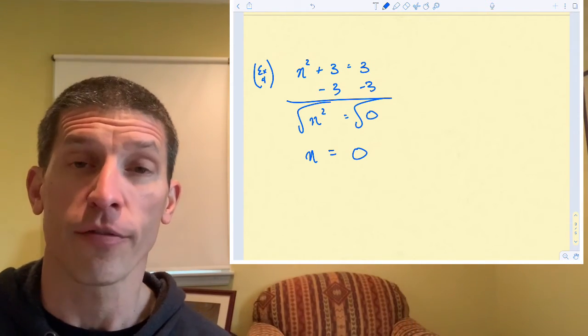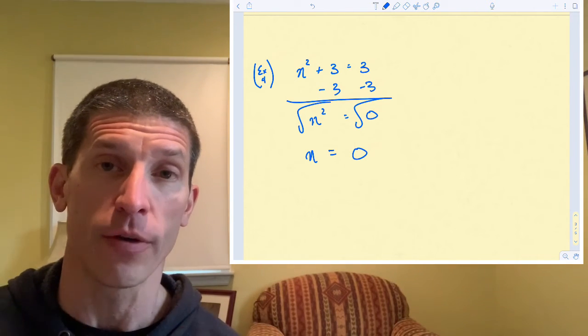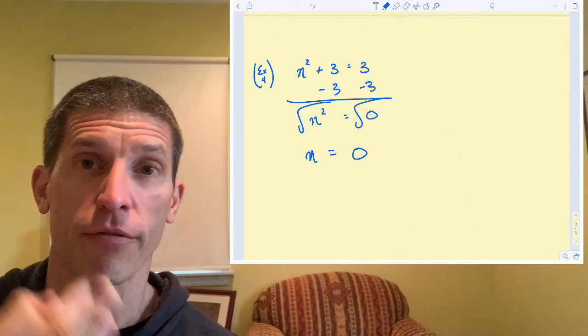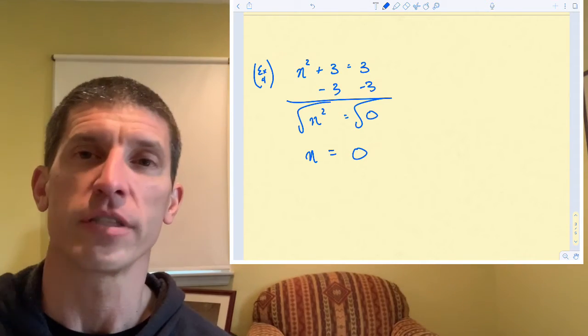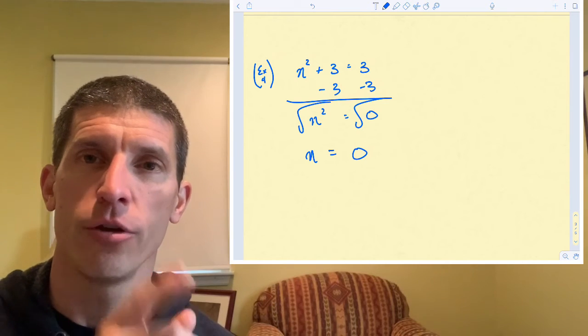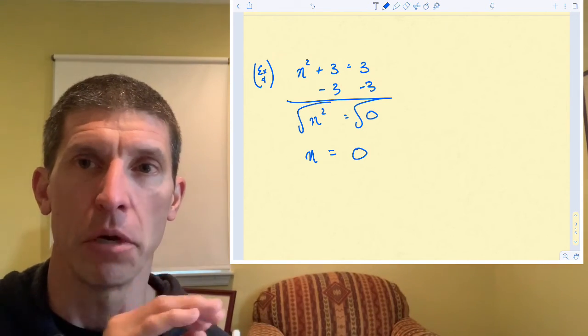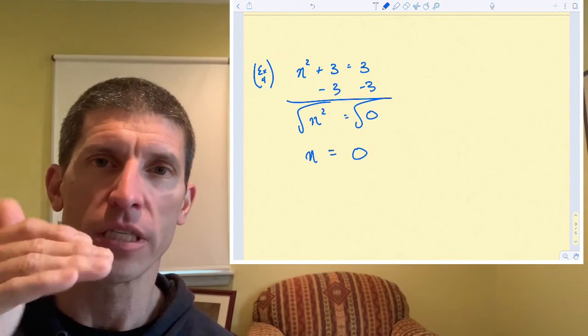So a couple different things you can think about. 1, you're solving for n. 2, you're solving with square roots. And 3, you could have three different types of answers. You could have 2 solutions where you list both. You could have 1 solution where you just list the one, or you could have no solutions where you actually say no real solutions.